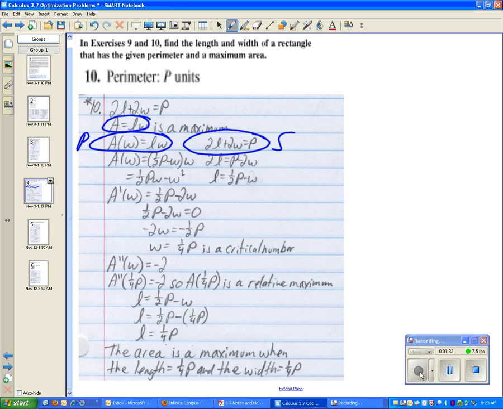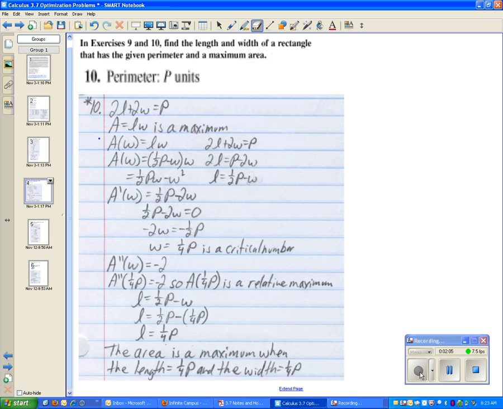The only thing it's really good for right now is to give me a way to solve for L to replace L. No, I have to use this one as my primary because they gave us that. That's what we've got to figure out. But I could have made this A of L instead of A of W.